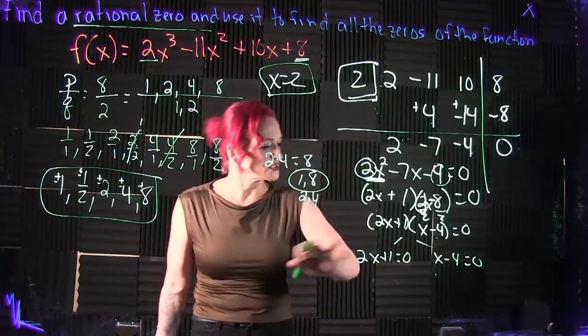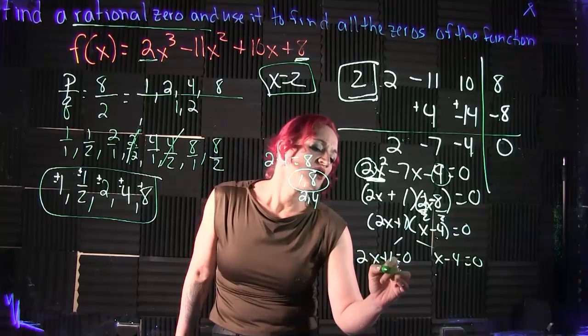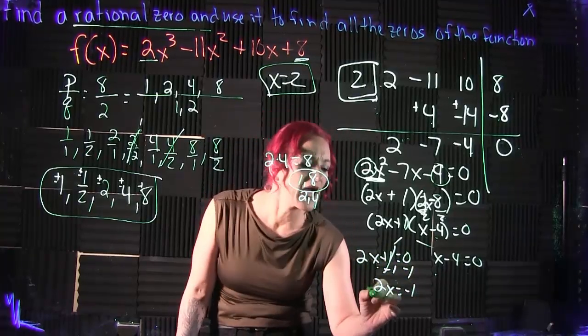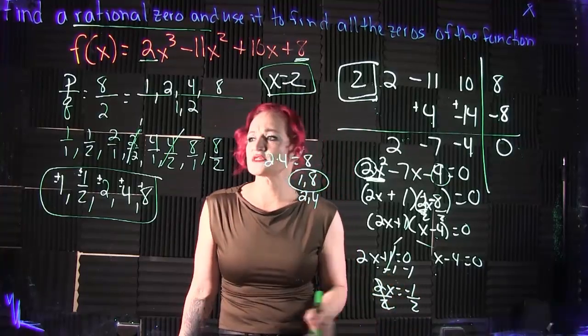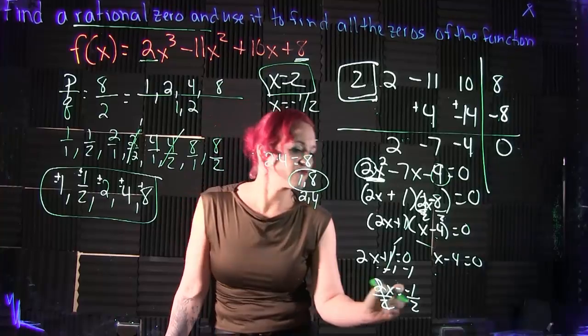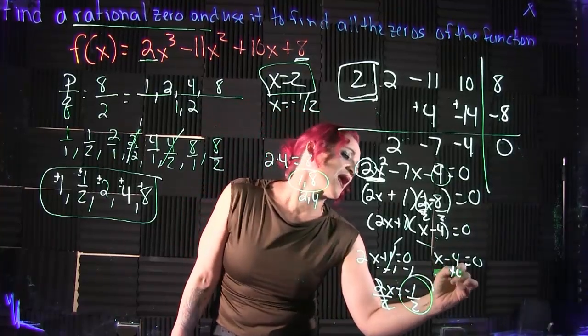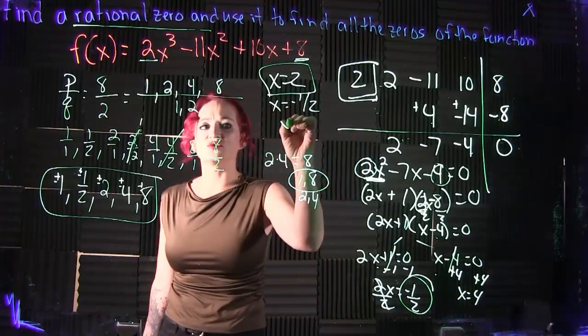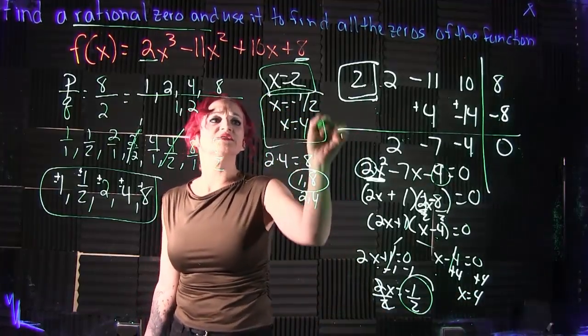So we're going to solve these two equations, subtracting the 1 over here and then dividing by the 2, which gives us our next solution: x is equal to negative 1/2. And then by adding the 4 over here, our third and final solution, x is equal to 4.